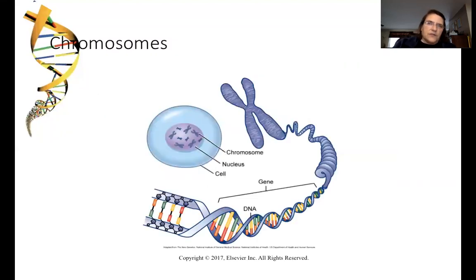So here we have a little picture. I bet you already know that there are 23 pairs of chromosomes and that 22 of those pairs are homologous. And those are termed autosomes, which are the same in both males and females. The 23rd pair is the sex chromosome, and that's made up of, if you're female, XX, and if you're male, XY.